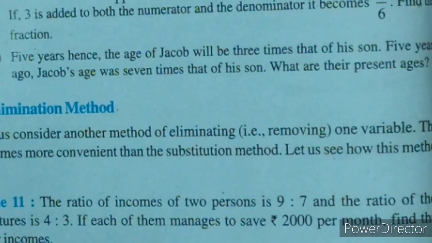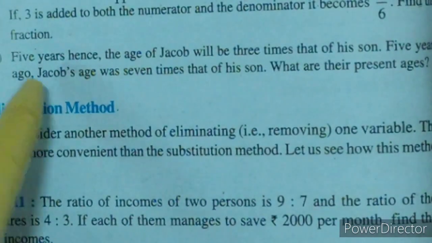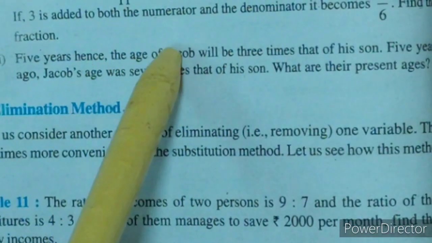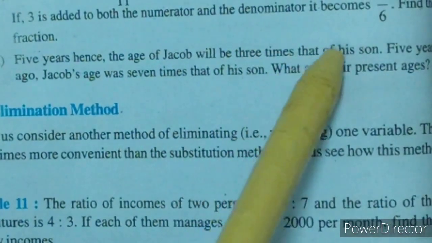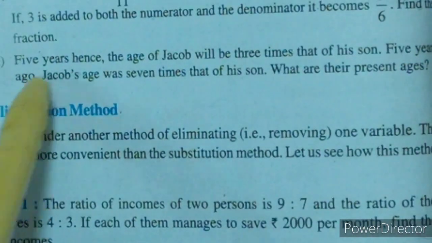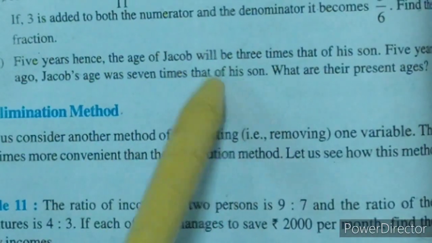Now, the sixth subdivision is: 5 years hence, the age of Jacob will be 3 times that of his son. 5 years ago, Jacob's age was 7 times that of his son.